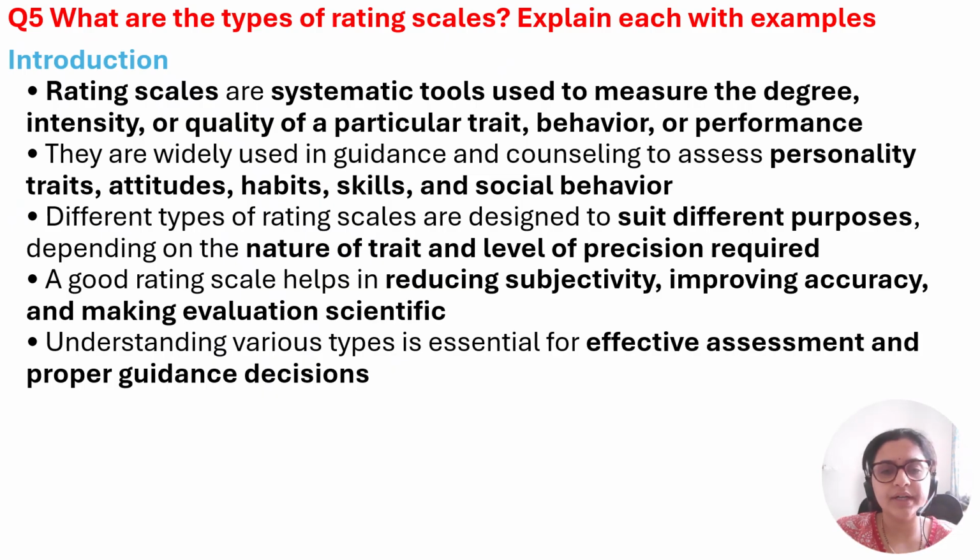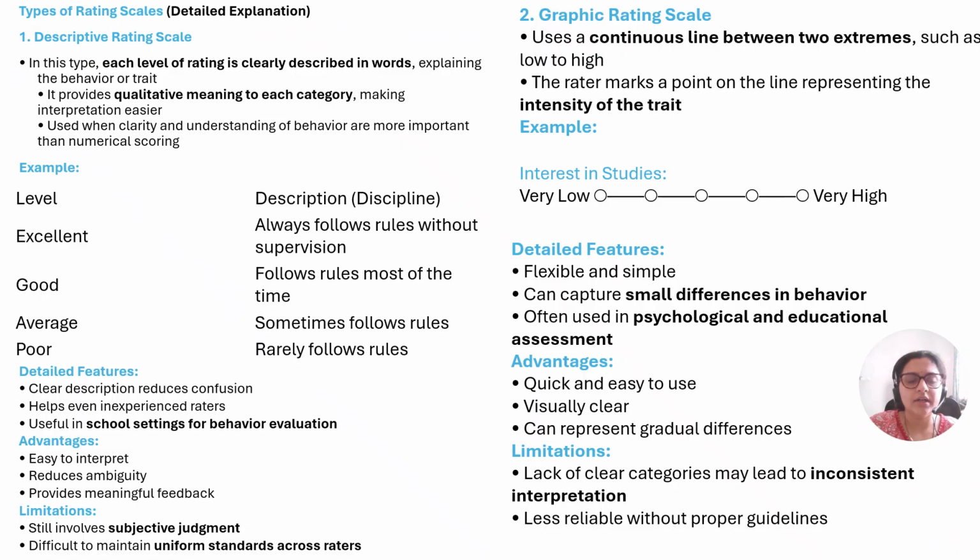What are the types of rating scales? Explain each with examples. We have seen what a rating scale is in the previous slide. Let us see the types of rating scale. The first type is the descriptive rating scale. In this type, each level of rating is clearly described in words explaining the behavior or trait. That is, a clear description is given about the rating. It provides qualitative meaning to each category. That is, quality is given a lot of importance. This is used when clarity and understanding of behavior are given more importance than numerical scoring.